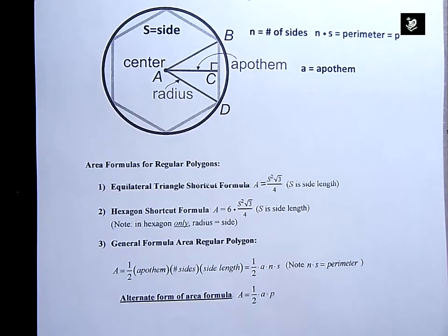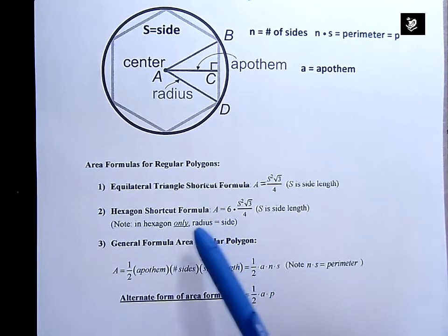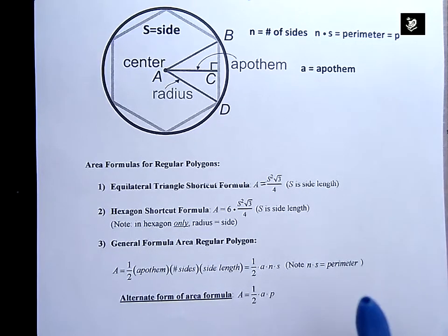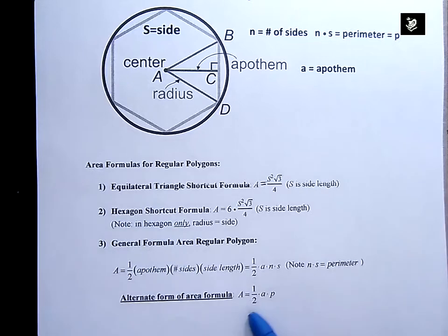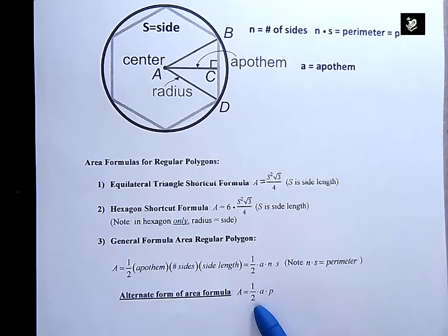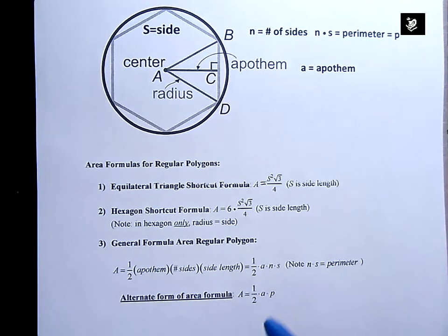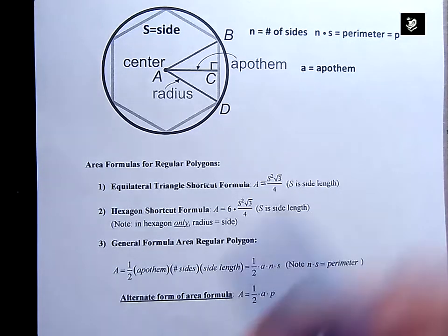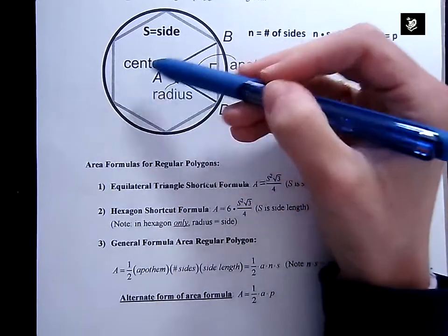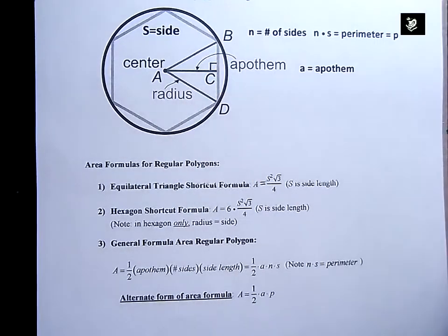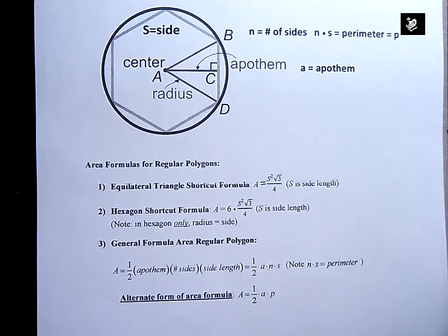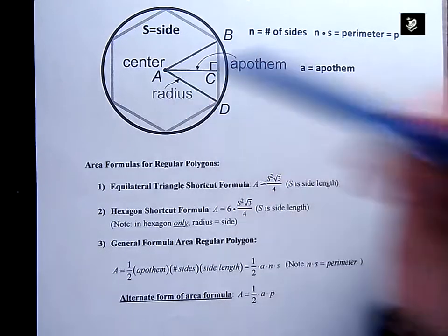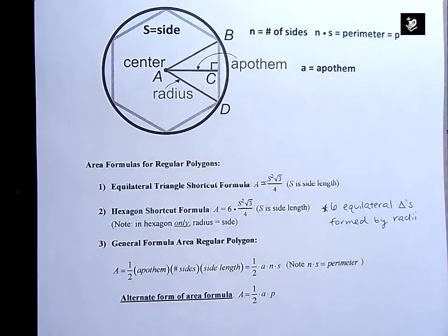Now I'm going to jump up one because a hexagon actually has a very specific formula you could use. You could use this 1/2 apothem times perimeter. Or if you think about it, if I was actually to draw in all of these radii, I would create 6 triangles, specifically 6 equilateral triangles. So not only are they isosceles, but in a hexagon, they are equilateral.